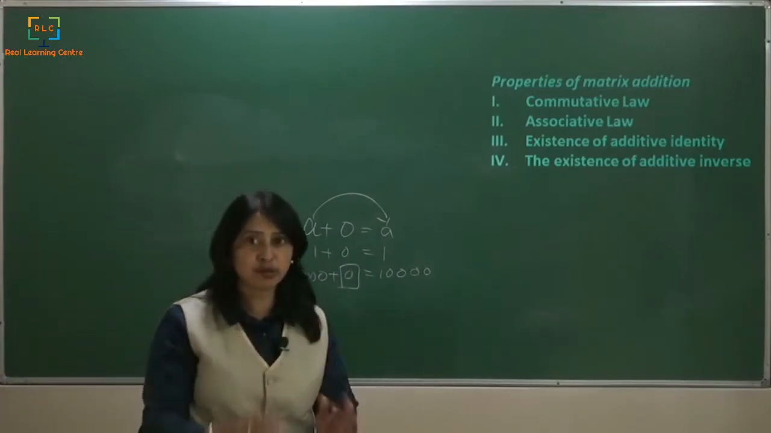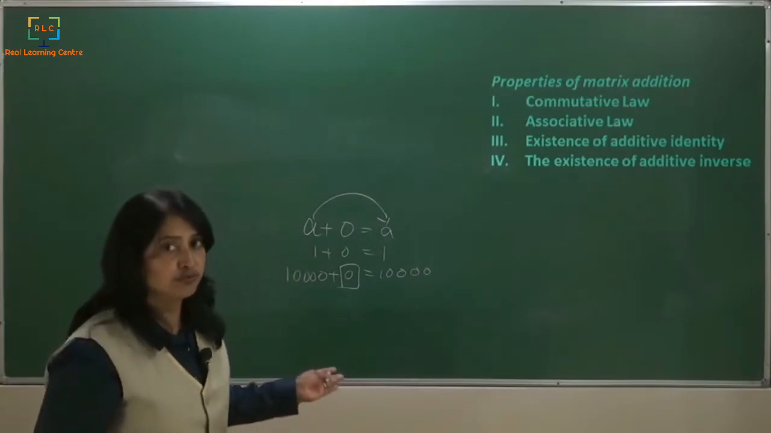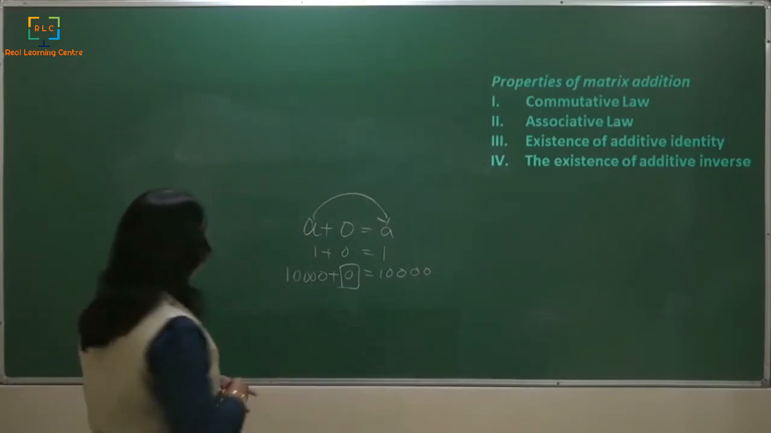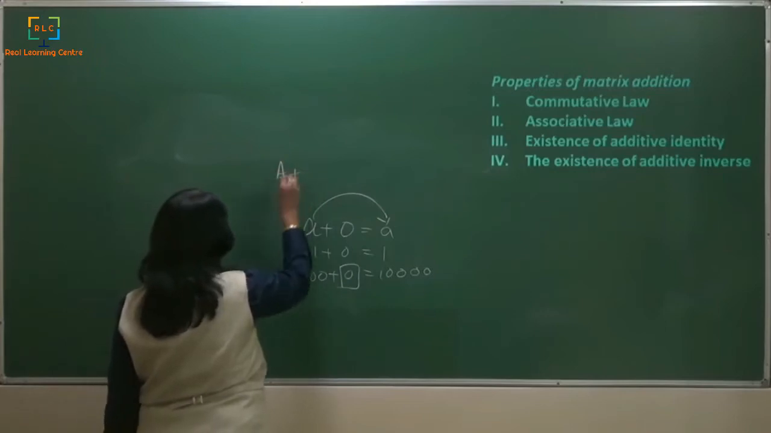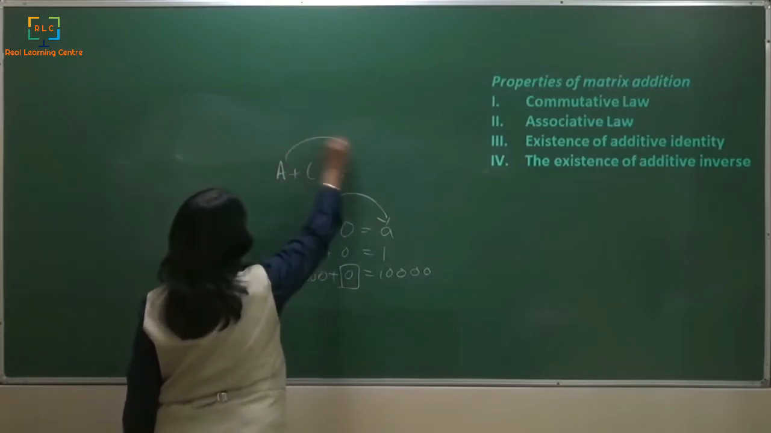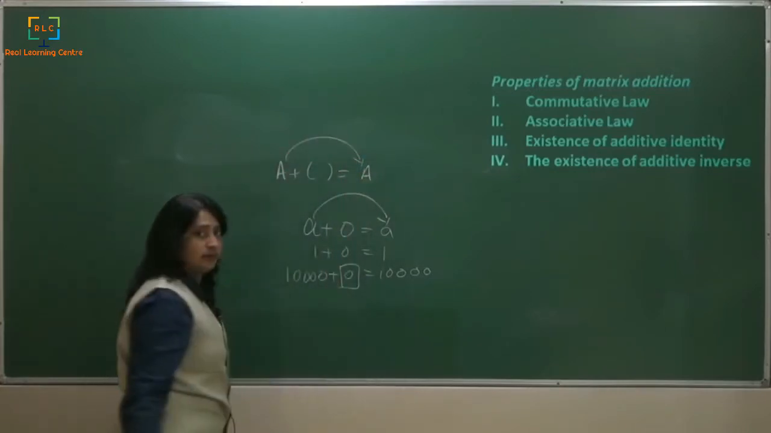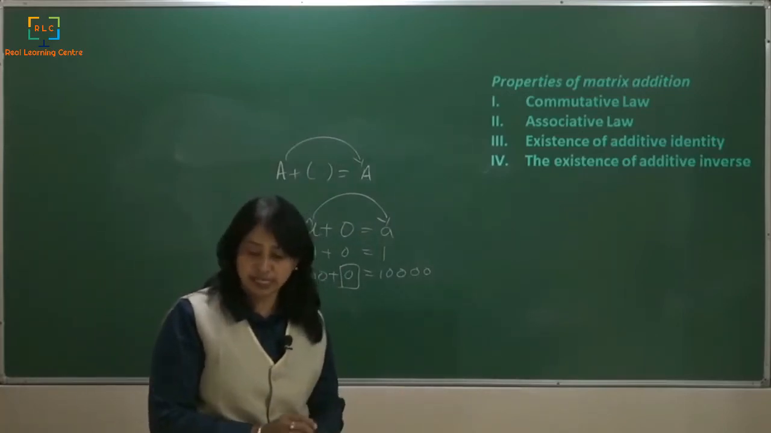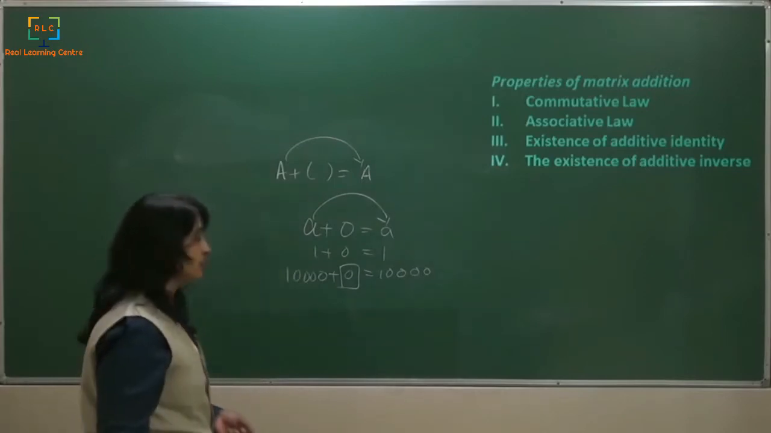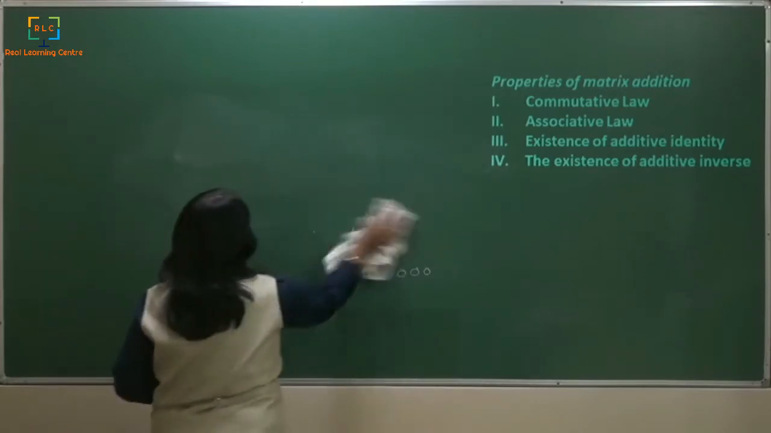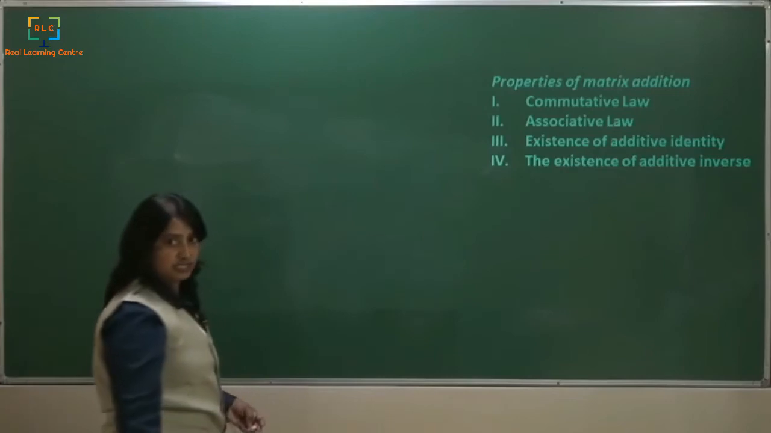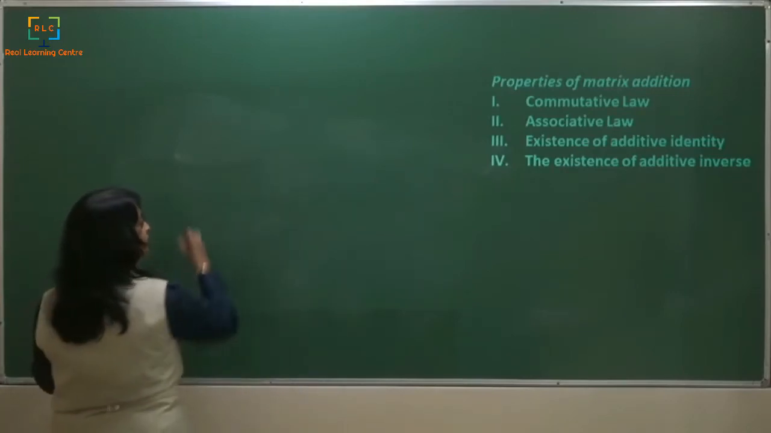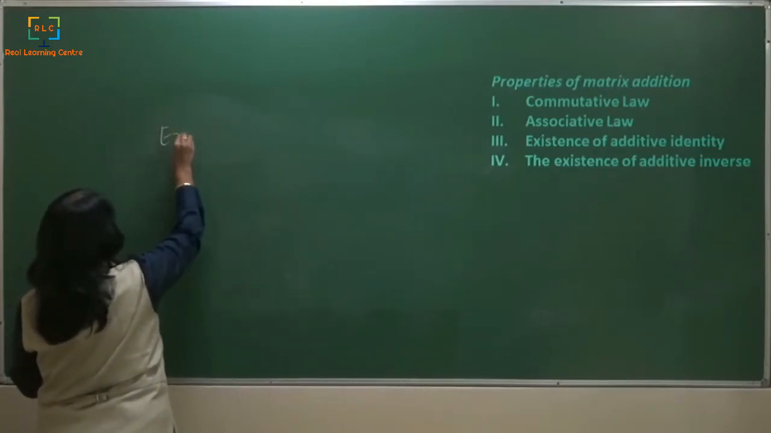So I wanted you to remember, in the same way it holds good for matrices also. So what matrix should I add with any matrix A so that I get back the matrix A? That will be a 0 matrix. So any number added with 0 will always give you the same number, hence in matrices also the same kind of identity we write, and that is nothing but the null matrix. So let us write the law now under matrices: existence of additive identity.